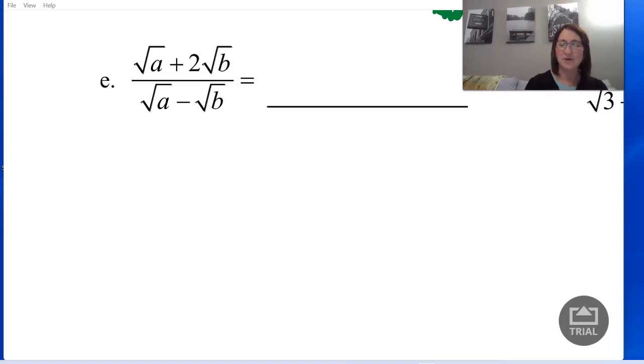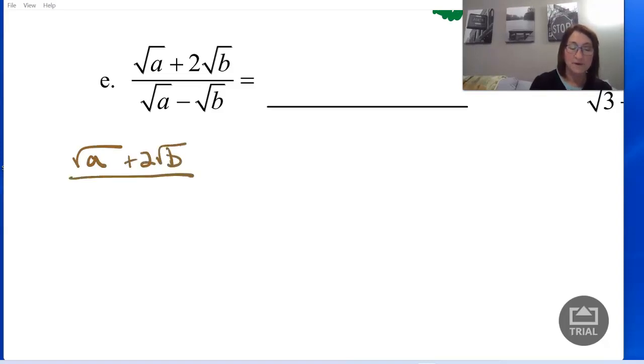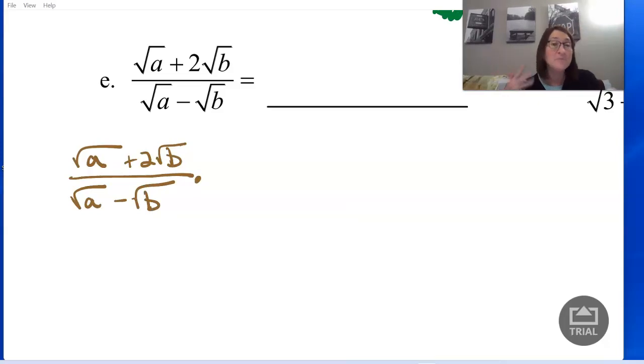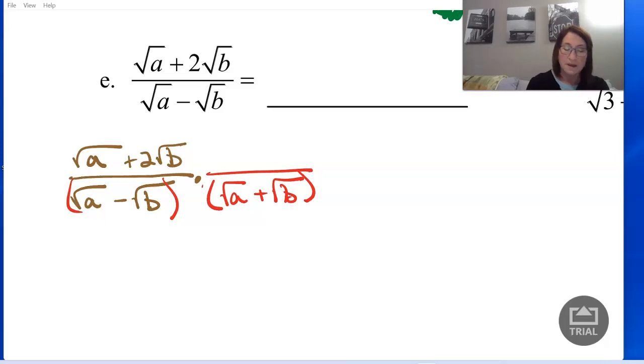Okay, I'm just joking. All right, so I've got the square root of A plus 2 square roots of B over the square root of A minus square root of B. So you should be thinking, I'm going to multiply times the conjugate of the denominator. That's going to be square root of A plus square root of B. And then the top, square root of A plus square root of B. Lovely.